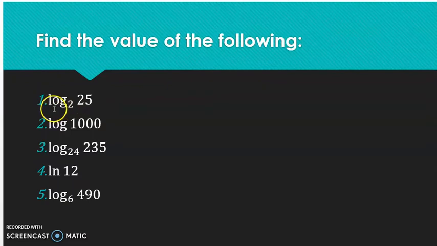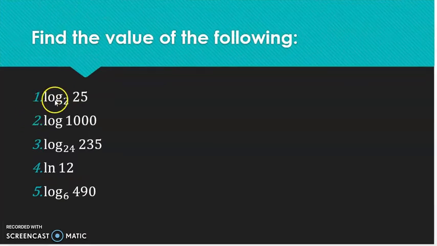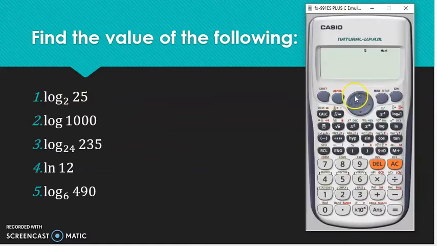Number 1 is log base 2 of 25. To enter this one, find natin yung log, click this one. After that, enter yung base 2 and 25. Then equals, therefore this is the answer, 4.64386619.